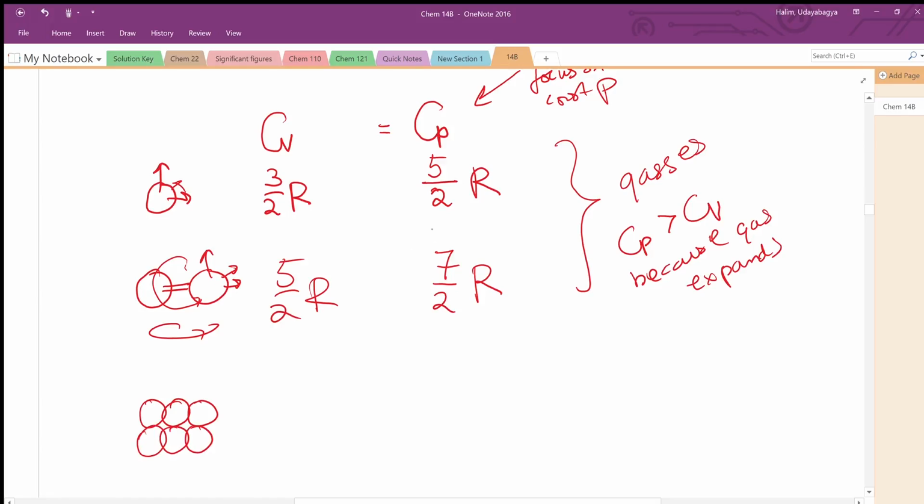Nope. The extra term here, when it expands, it has to push against the container or whatever external pressure. So we have to put more heat into our system. So that's the extra energy. The extra energy literally goes into pushing the container upward because it's expanding at a constant pressure.